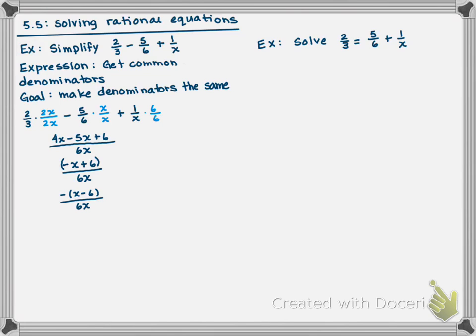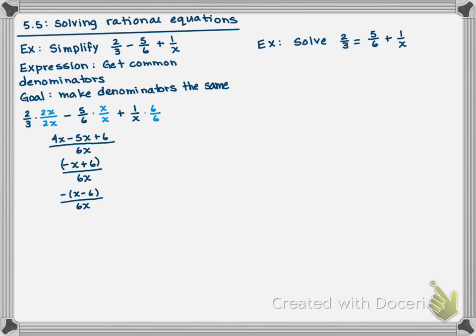So now let's look at this equation. The difference here is that I have an equation I want to solve, which means I want to find the x value that makes it true. And we have a lot more leeway working with equations than we do with expressions because I can do anything I want to one side as long as I do something equivalent to the other side.